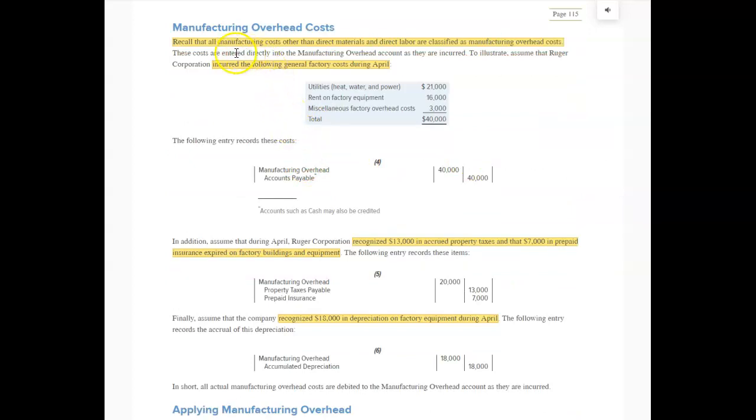Remember that all manufacturing costs other than direct materials and direct labor are classified as manufacturing overhead cost. So everything else related to production, except for direct materials and direct labor, is going to be a manufacturing overhead cost. It looks like here they incurred these costs during April: utilities, rent on the factory equipment, and other miscellaneous costs. So $40,000 in total.